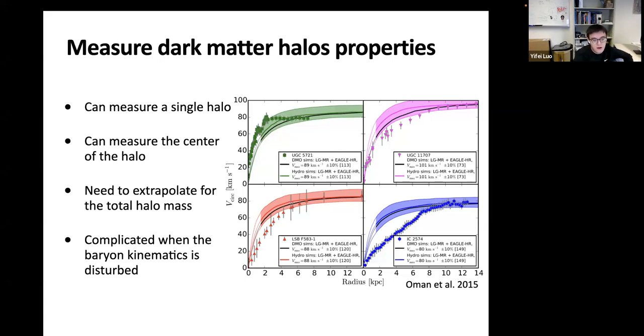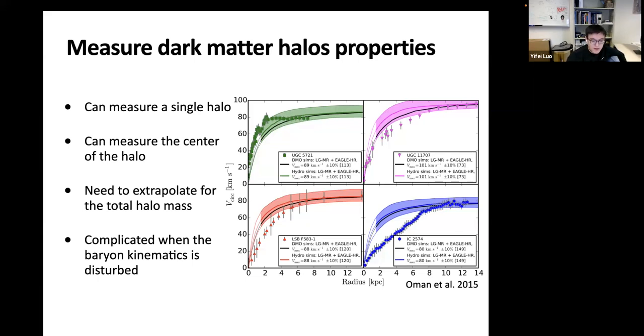First of all, we know the baryons, the stars and the gas, only occupy a very central region of the dark matter halo, a few kiloparsecs or just a few tens of kiloparsecs. That's not the full region of the halo. So if you want to measure a global halo property, for example the total halo mass, you need to extrapolate your central rotation curve to the outer region with some models to get global halo properties.